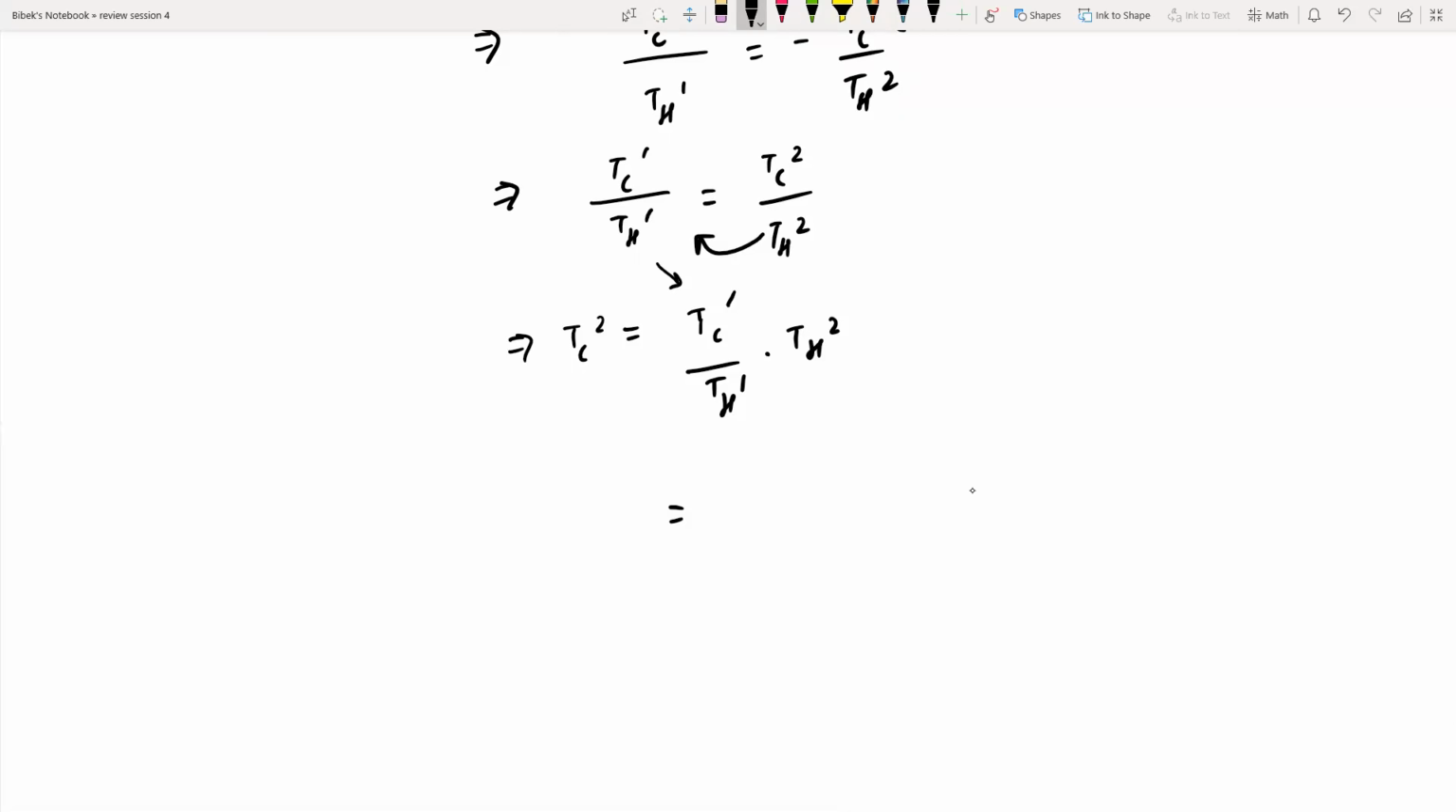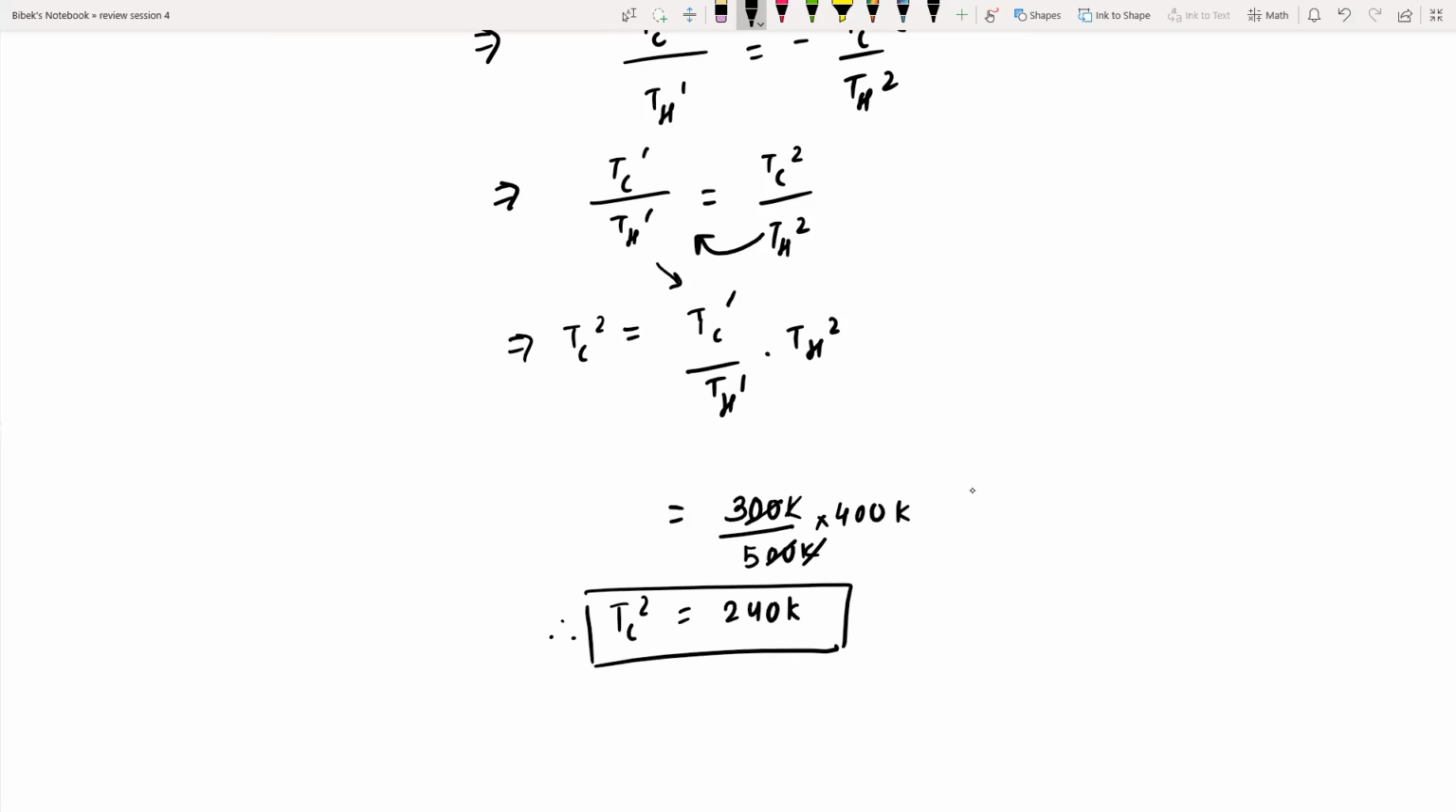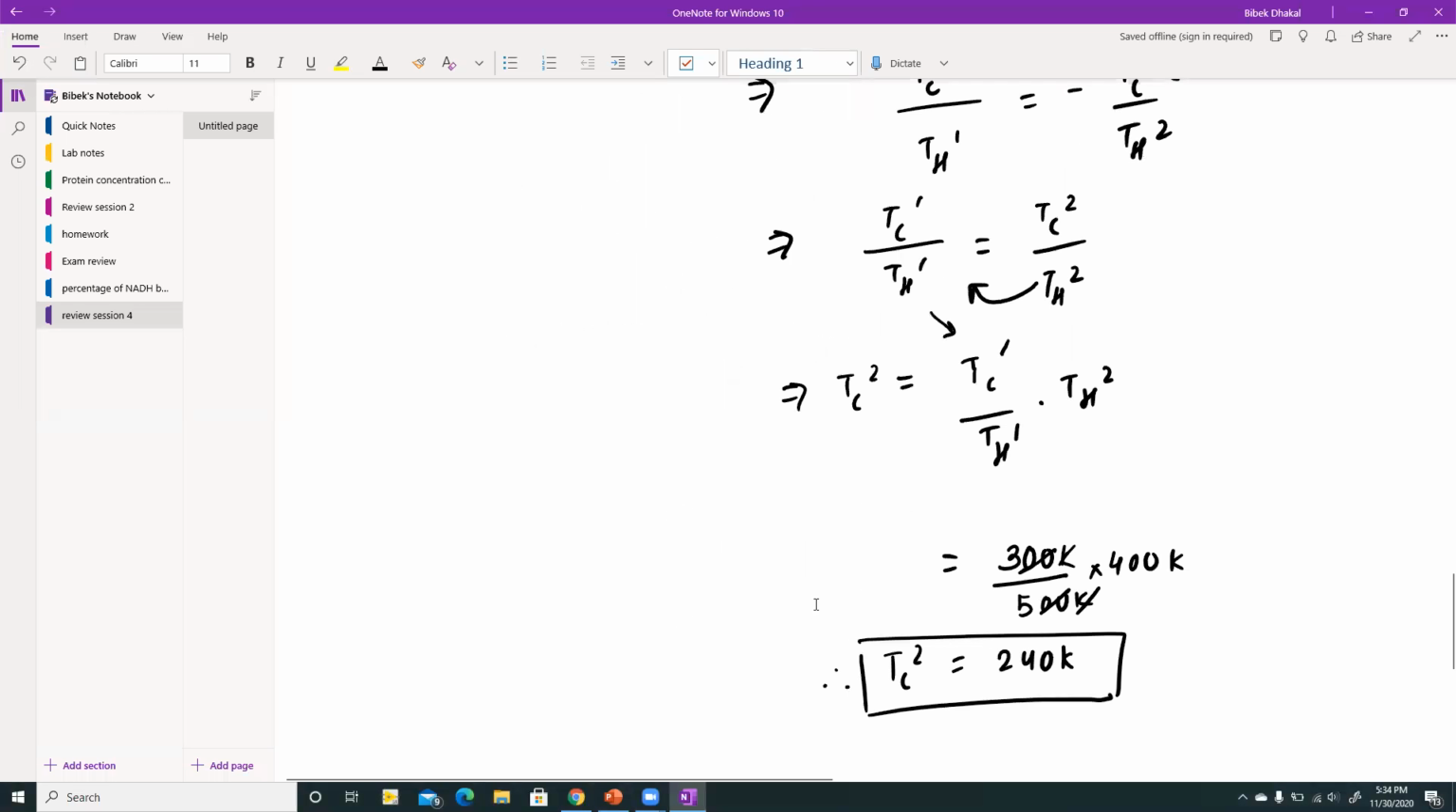Okay, so if we do this, then what you'll find is 300 over 500 times 400. So everything is in Kelvin. This is also in Kelvin. This and this got cancelled, and you will get about 240 Kelvin. That's your TC2. So the temperature of the cold reservoir in the second Carnot engine is 240 Kelvin. Okay. So if you have any questions up to this point, you can ask now.